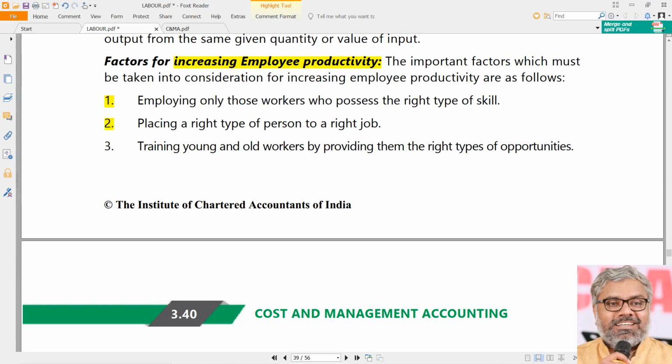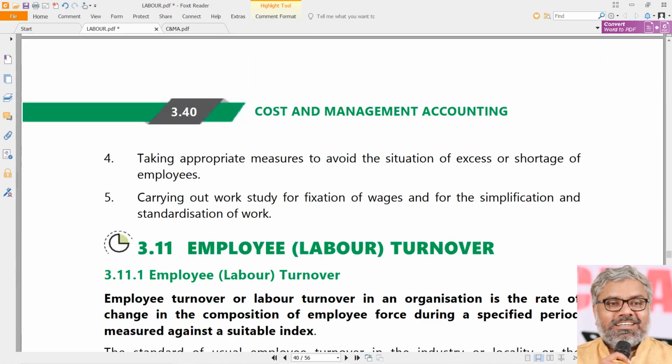A lot of companies actually fail by not employing the right people for the right job. That is important. So right person for a right job, same thing actually, first and second points. So right person should be in the right job. Training the young and old workers should be always there. So training is an important aspect to improve the employee productivity. That is always part of it.